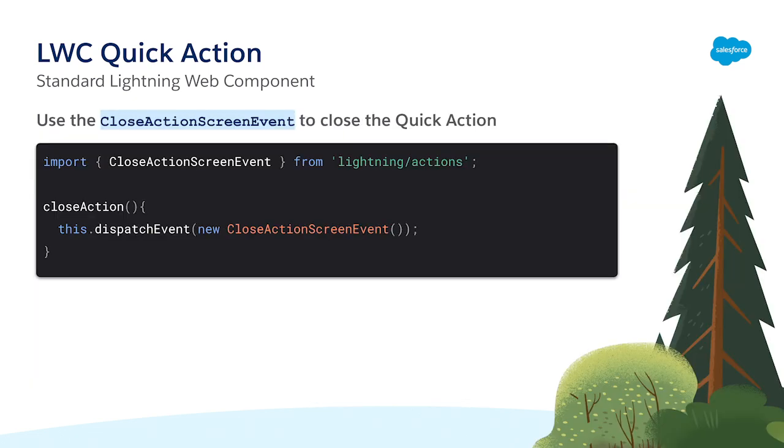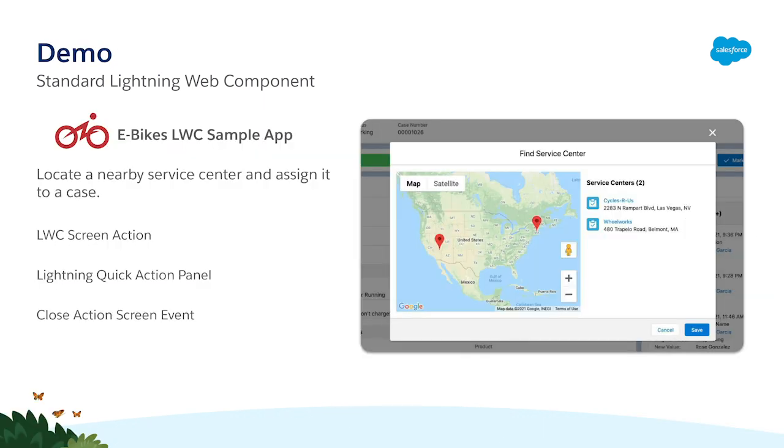This really helps garner the standard look and feel of a quick action without all of the boilerplate that's usually necessary. The last thing you need to know about screen actions is the close action screen event. There are many times in your component's lifecycle that you may want to close the window. For example, when you'd like to perform a save operation, the record's been committed and you need to close the modal, or if you just need to close it from a button on your component. You can implement the close action screen event and quickly dispatch the event to close the modal.